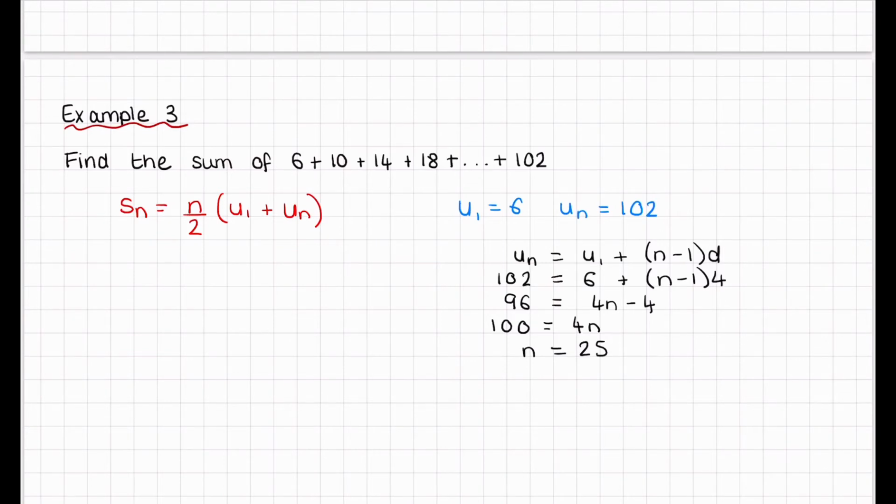So now we've got that, we can sub that into our formula. We're wanting to find the sum of the 25 terms. That will equal 25 divided by 2, multiplied by u1, which is 6, plus un, which is 102. Put that in a calculator and you get 1,350. And that is arithmetic series.